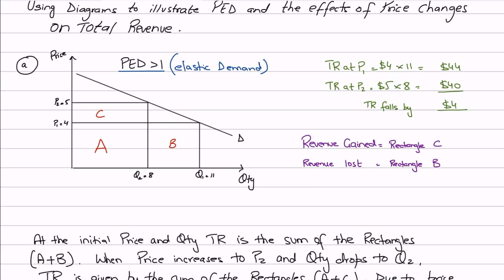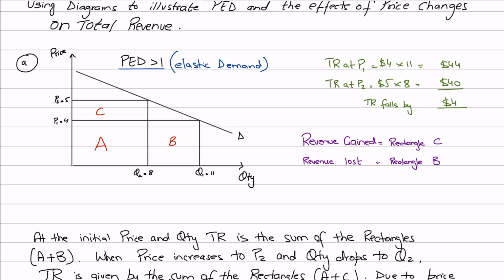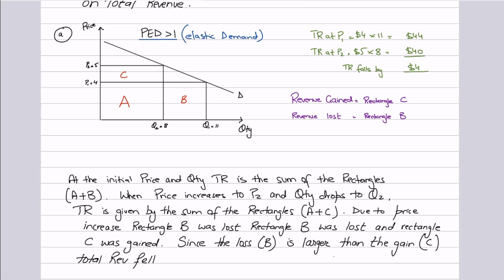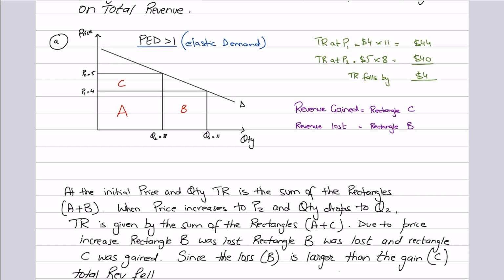And so it follows that if the demand is elastic and if you increase the price, the quantity demanded will fall proportionately more, causing your overall revenues to go down. And I've written this as well, that at the initial price and quantity, the sum of the rectangles A plus B is your revenue. So basically, when the price is going up, the reason why your total revenue is falling is that although you're gaining area C, you're also losing area B, and the area that you have lost is larger than the area that you have gained.